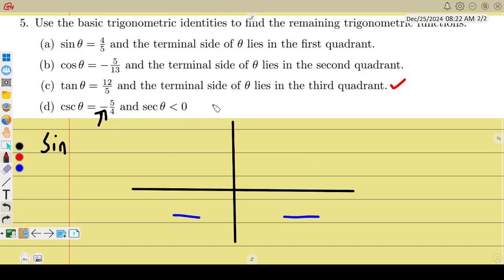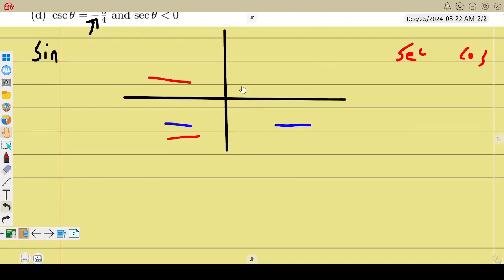So where is sec less than 0? Remember, sec is related to cos. So where is cos less than 0? In here it's positive, in here it's less, in here it's less. Here cos is positive. So this means that this question is in the third quadrant.